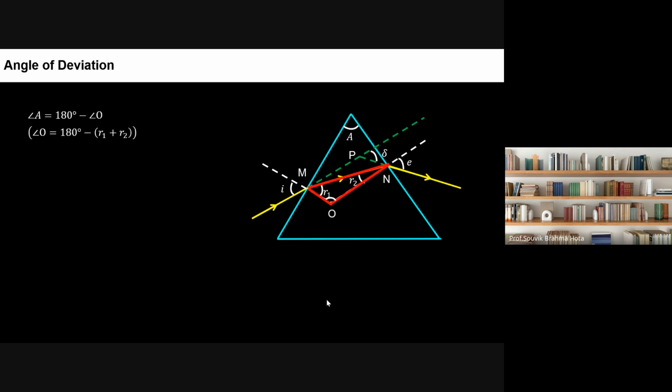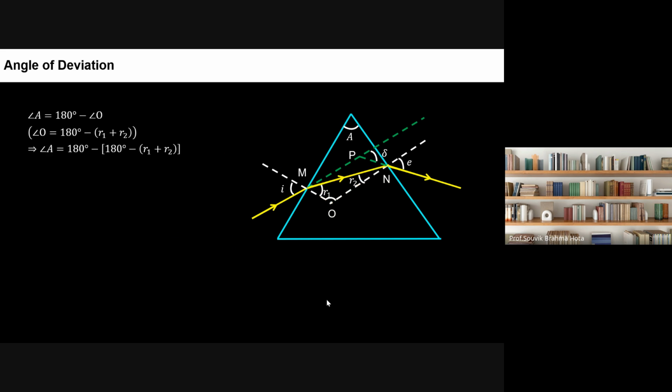Now you see this small triangle MON. There you know the property of triangle: the three angles sum up to 180 degrees. So angle O plus angle R1 plus angle R2 is 180 degrees. So angle O is 180 degrees minus (R1 plus R2). Why do we need this? Because we need to replace the value of angle O in the previous equation, that is, 180 minus O.